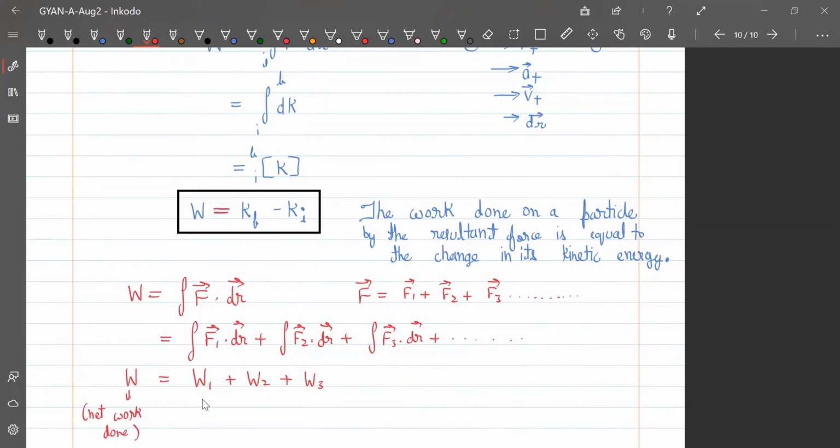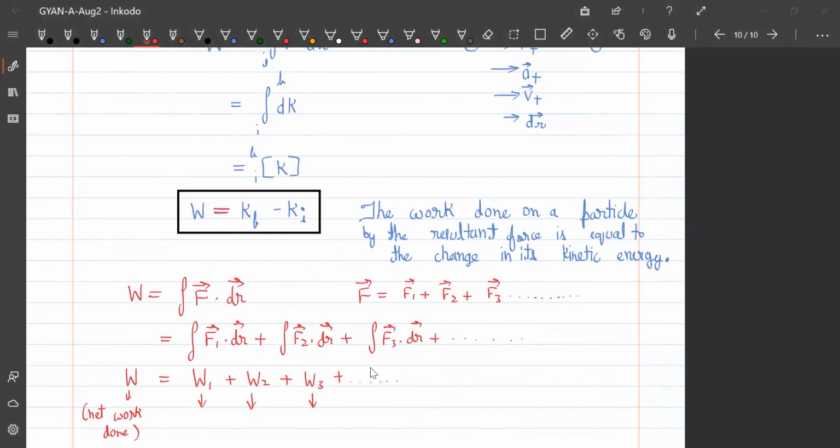Suppose W1 हो सकता है इसमें वर्क डन बाय ग्रेविटी, W2 हो सकता है वर्क डन बाय स्प्रिंग, W3 हो सकता है वर्क डन बाय नॉर्मल फोर्स, W4 हो सकता है वर्क डन बाय कोई पर्सन है जो वर्क कर रहा है इस पे, तो सबका वर्क मिला के that will be giving you change in kinetic energy. This is what work energy theorem says simply in the simple manner.